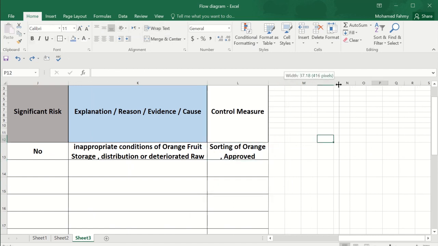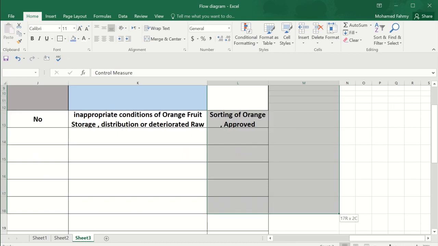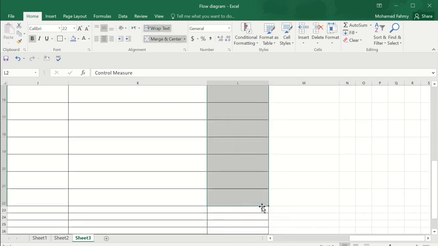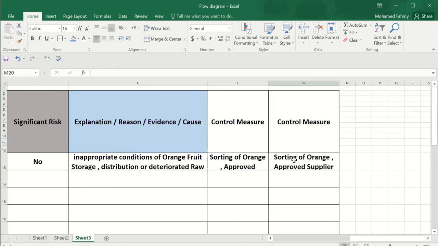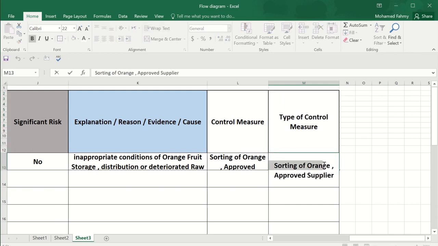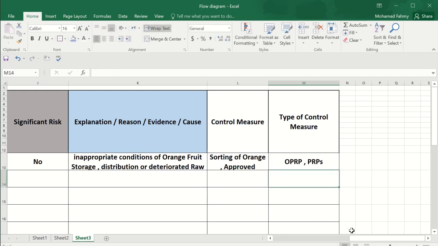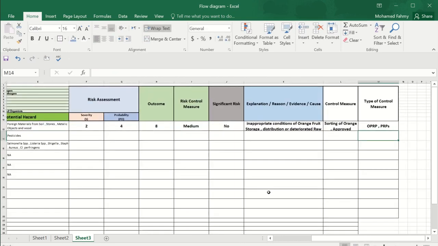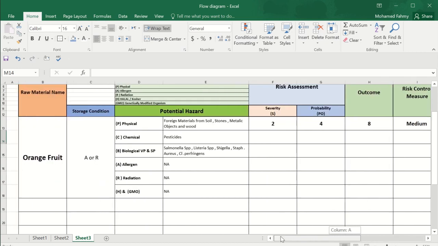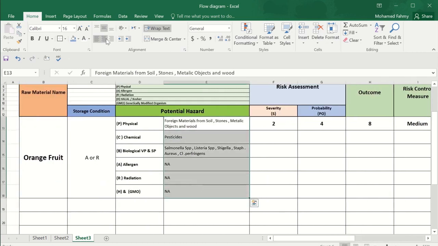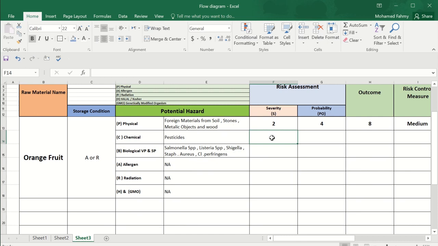Also I have mentioned that we can add another table here, for this type of control measure: the sorting of orange is an OPRP and approved supplier is a PRP. This is the best practice ever in any raw material risk assessment. So let's continue quickly.